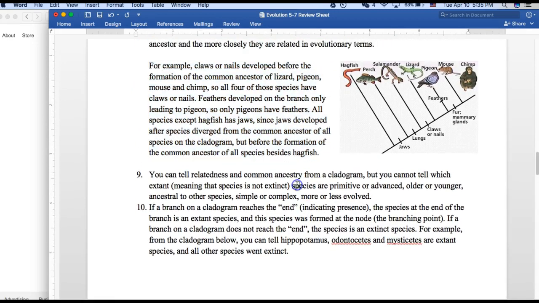Next one, you can tell the relatedness and common ancestry from the cladogram, right? So you can see a mouse and chimp share a most recent common ancestor right here, but you cannot tell which extant species are primitive or advanced. All of these species are extant species, meaning that they're not extinct. You can't say chimp is more advanced than hagfish, because chimp lives in its environment and it can live just fine, and hagfish can also live just fine. Chimp is not more advanced, and hagfish is not more primitive just because it evolved earlier in the days, right?